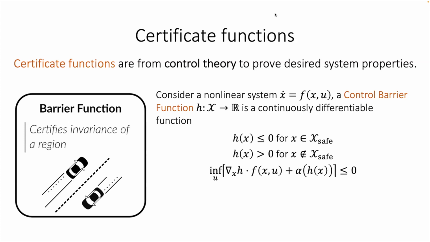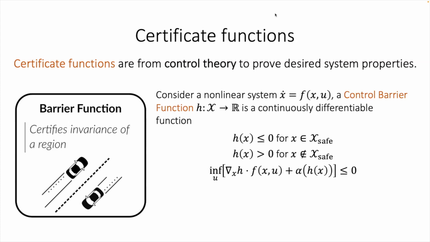Now, why is it called a barrier function? It's because h equals 0 is a barrier that tells you safe from unsafe. From here, h is really just any classifier that you can find that can tell you which state is safe and which is unsafe. And the last one is saying the time derivative of h should be smaller or equal to 0, but there's an extra term here.